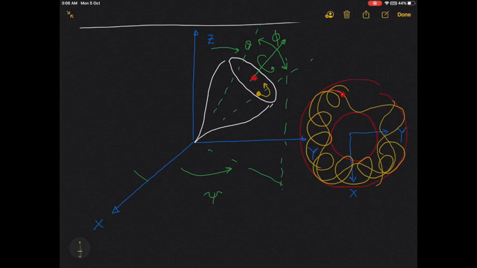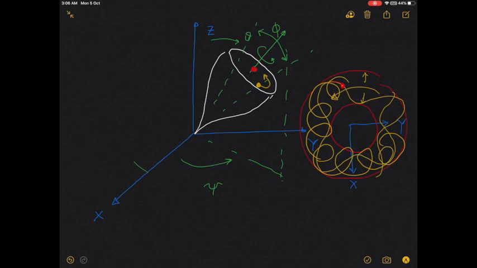The motion in theta, which is the oscillation between these two, inner and outer, remember, is called nutation. The motion in psi, which is the fact that it goes around like this, is called precession. And the spin motion is self-explanatory.